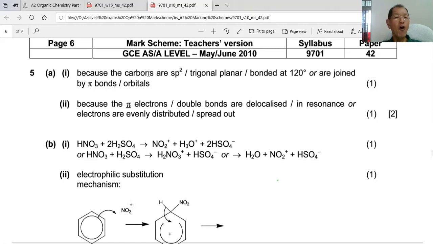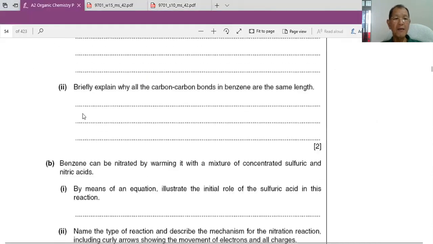There are 4 variants for you to choose from. The best, of course, is because carbon undergoes sp2 hybridization. Second question here: briefly explain why all the carbon bonds in benzene are the same length. If you go by the Kekulé structure, it means double bond, single bond, double bond, single bond, double bond, single bond. That's called a conjugated system.